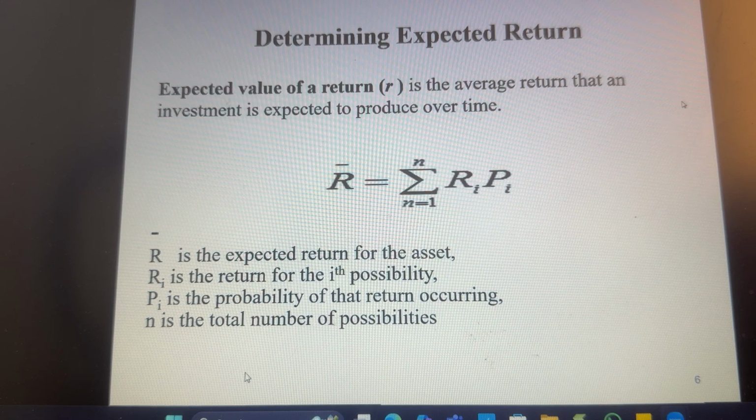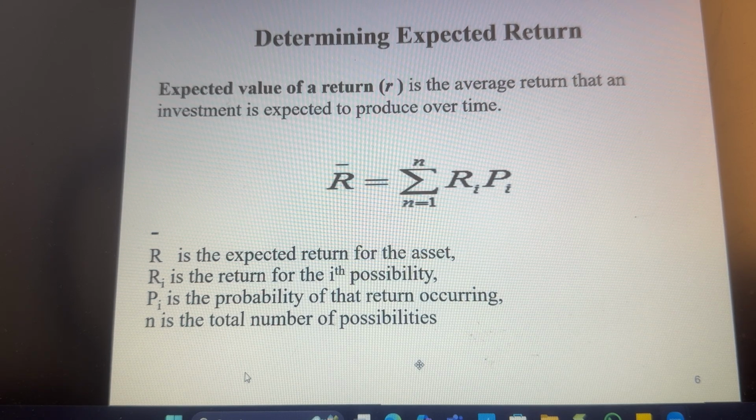So this is basically connected with probability. We will discuss probability further after this. Here you can see the equation given for the expected return calculation. This is written as R bar, or you can write it as expected return, ER.